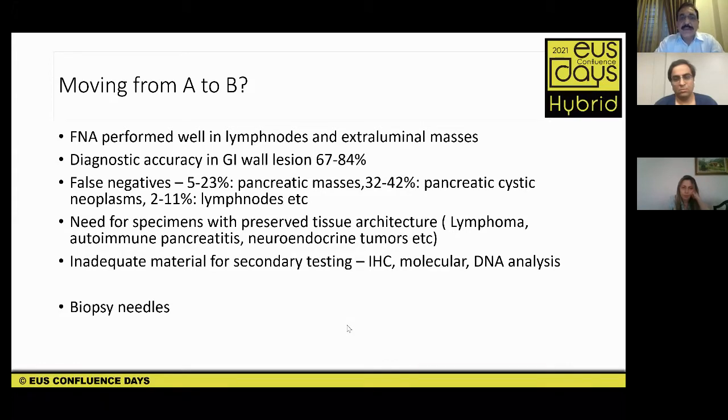FNA actually performed very well when we did this in lymph nodes and extraluminal masses. But when we looked into the GI wall lesion, the diagnostic accuracy dropped dramatically. Apart from that, in other areas also, there has been a limitation of FNA needles, that there have been false negatives to the tune of 10 to 25% in different setups, and much higher in pancreatic cystic lesions. It also never gives us the tissue for the analysis of special stains or in certain areas where tissue architecture is required. For example, taking a biopsy of a lymph node for analysis of lymphoma, autoimmune pancreatitis or neuroendocrine tumor, where we require a preserved tissue architecture. And hence, probably a biopsy needle works better in these circumstances.